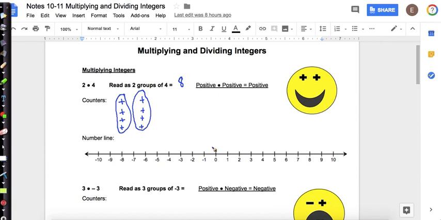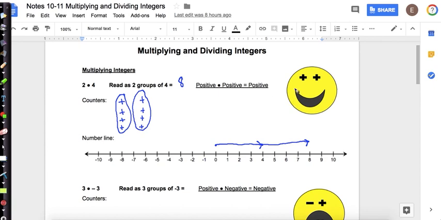So let's look at it on a number line. We have two groups of 4, so I'm going to start at 0. Draw an arrow to 4. And then start at 4 and draw another group of 4 until you get to 8. So notice both ways, here I stop at 8, here I have 8, so the answer is 8.